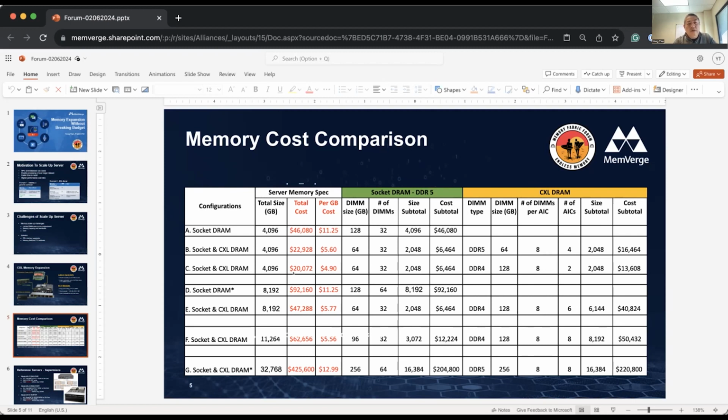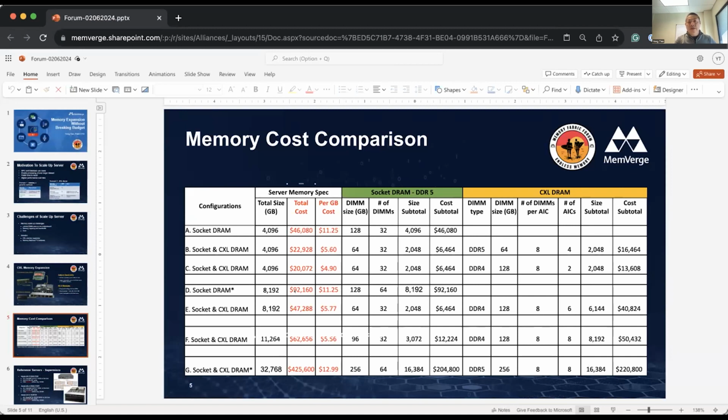Another example: let's say you want to build a higher memory capacity server, an 8 terabyte server. The common way to do it is probably to use, instead of a dual socket, a quad socket system. Therefore, you have more of these DIMM slots available. And this is just on the memory cost alone, about $90,000.